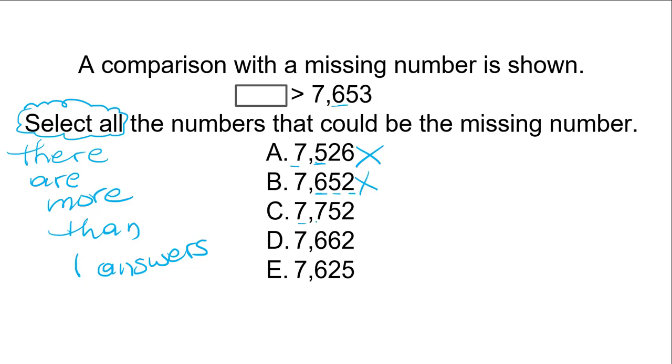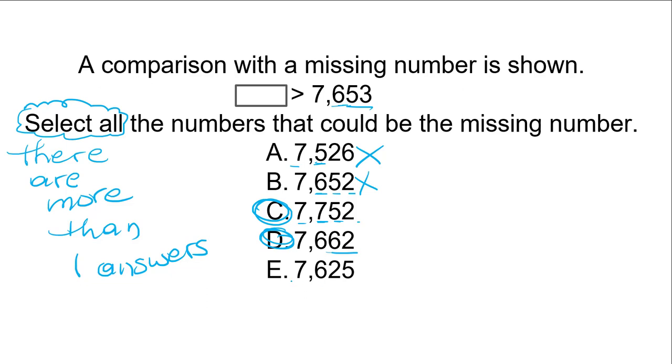What about 7,752? Oh yeah, for sure, because 6 is in the hundreds place here, while there's a 7 in the hundreds place here. Yep, we'll go for that one. How about 7,600? Okay, I'm listening. 662? Oh yeah, because 62 is greater than 53. So he will go for that one as well.